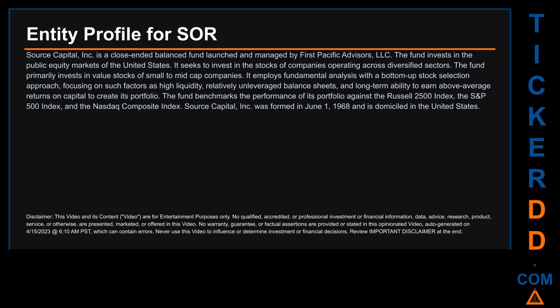It employs fundamental analysis with a bottom-up stock selection approach, focusing on such factors as high liquidity, relatively unleveraged balance sheets, and long-term ability to earn above-average returns on capital to create its portfolio. The fund benchmarks the performance of its portfolio against the Russell 2500 Index, the S&P 500 Index, and the Nasdaq Composite Index. Source Capital, Inc. was formed on June 1, 1968 and is domiciled in the United States.